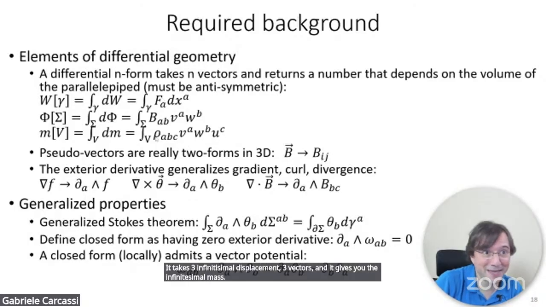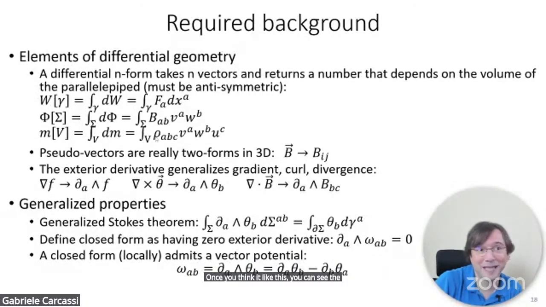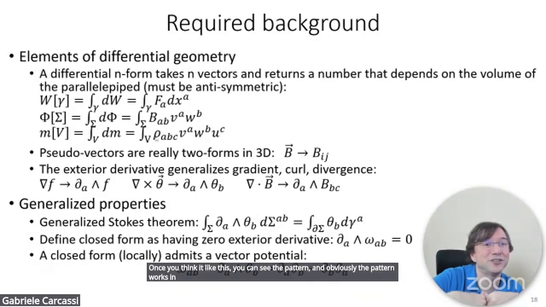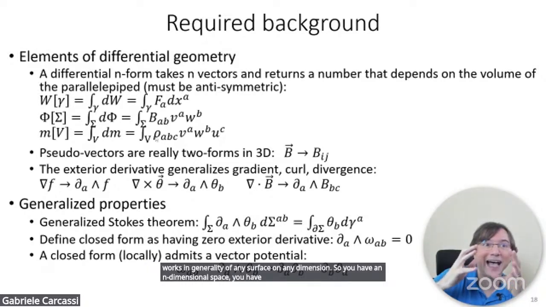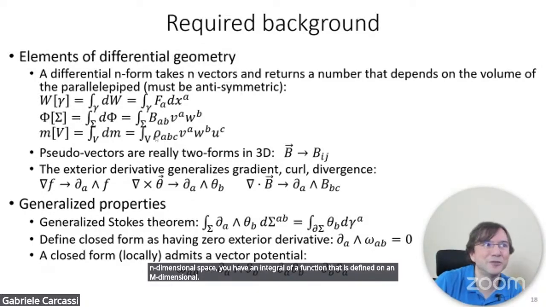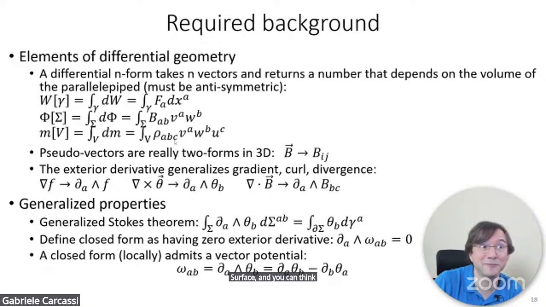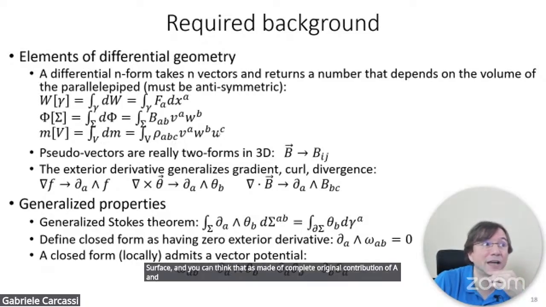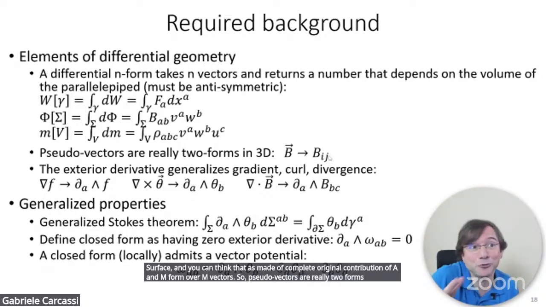Once you think of it like this, you can see the pattern, and now the pattern works in any generality, for any surface in any dimension. So you have an n-dimensional space. You have an integral of a function that is defined on an m-dimensional surface, and you can think of that as made of infinitesimal contributions of an m form over m vectors. So pseudo-vectors are really two forms. That's how you should think about it.